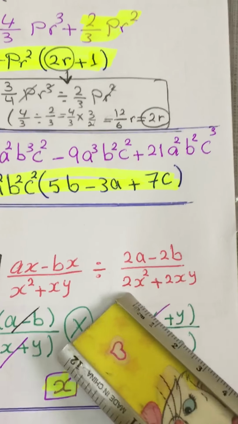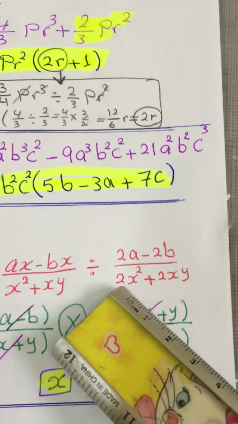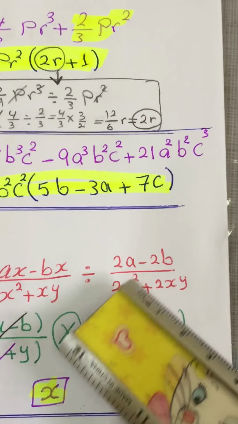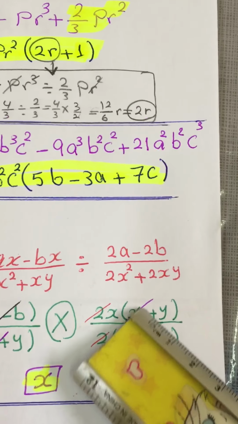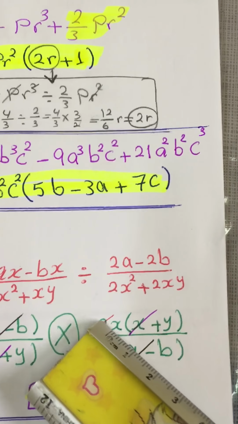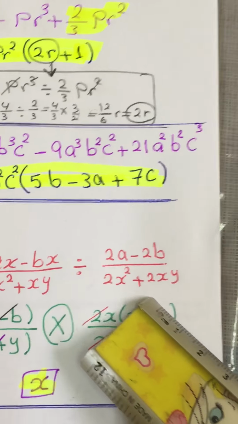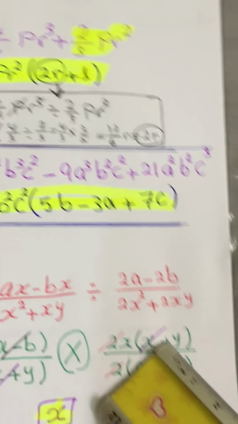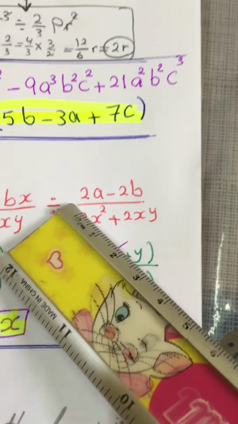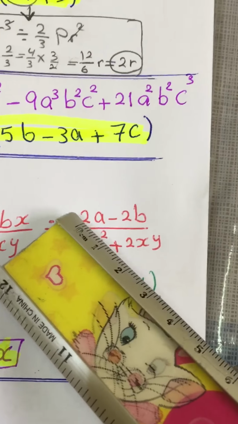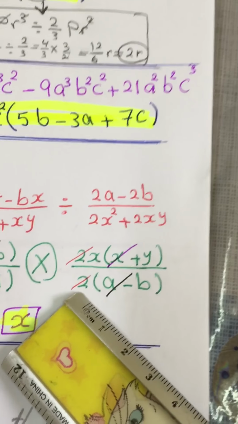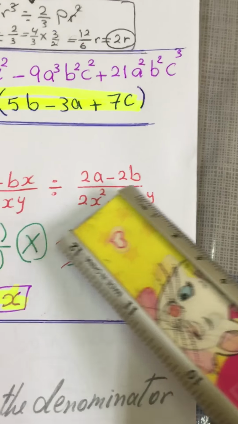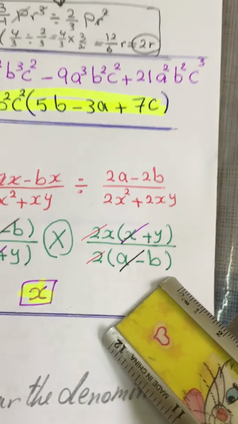So the denominator here will be the numerator. I'll take a common factor here, which is 2x, and open brackets, 2x squared divided by 2x equals x, 2xy divided by 2x equals y. Like this. Take care, I took the denominator and made it the numerator because of flip. Now I have 2a minus 2b. What is the common factor? Just 2. So I'll take 2 as a common factor and open brackets, 2a divided by 2 equals a, minus 2b divided by 2 equals negative b.